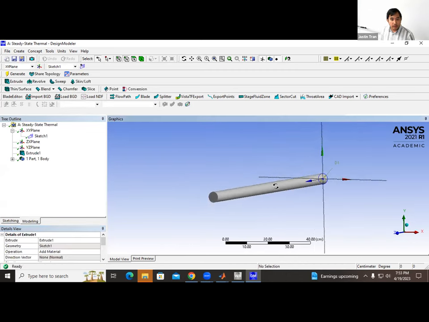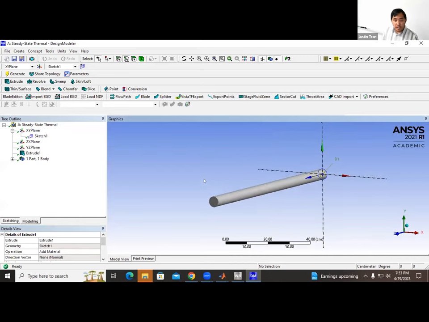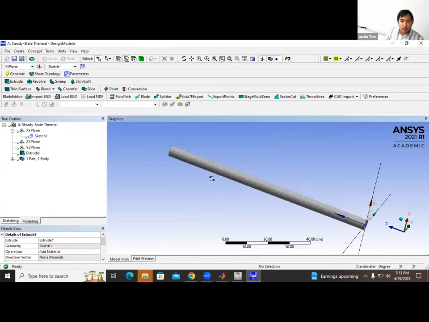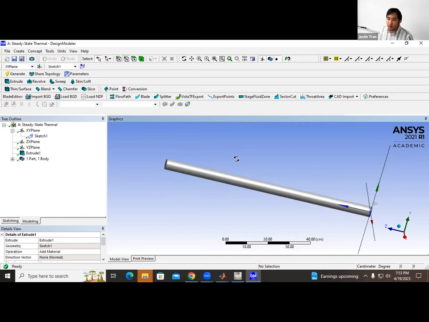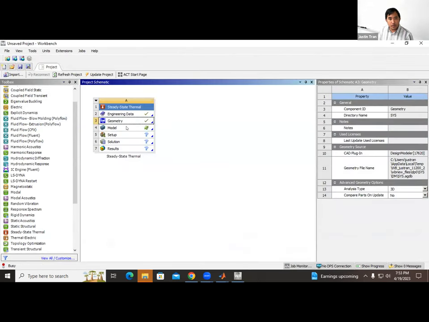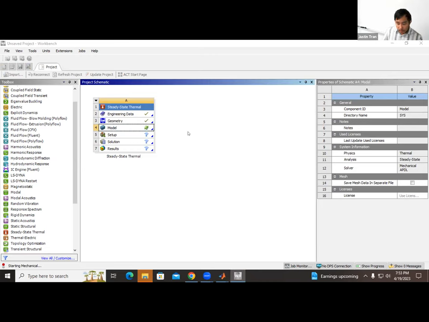So we have our fin here, right? It's basically a cylinder with a diameter of 5 centimeters and a length of 100 centimeters. I did that very quickly just because the geometry generation is not that important for this. I want to more show you how to set up the thermal simulation. So let's close Design Modeler. Our geometry is updated. Let's double click Model, so we're going to open up ANSYS Mechanical.